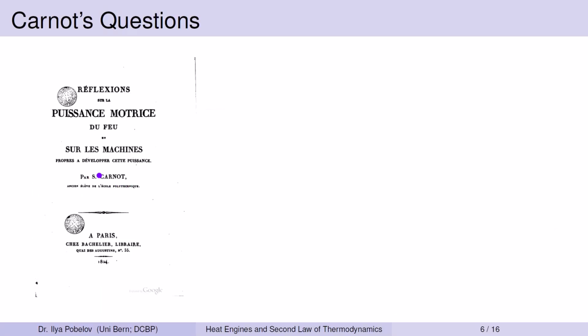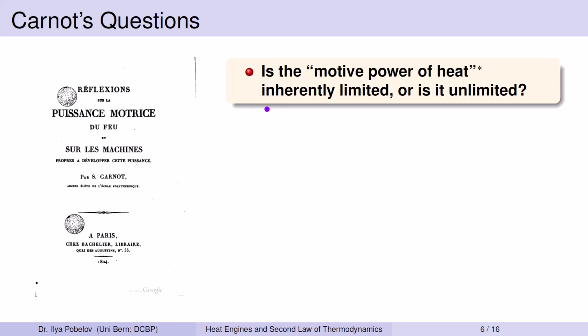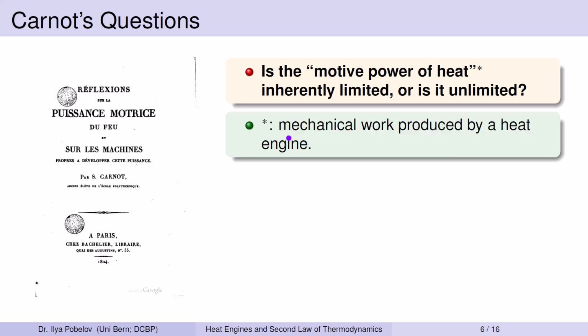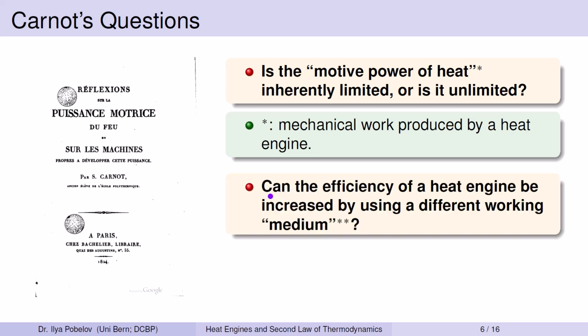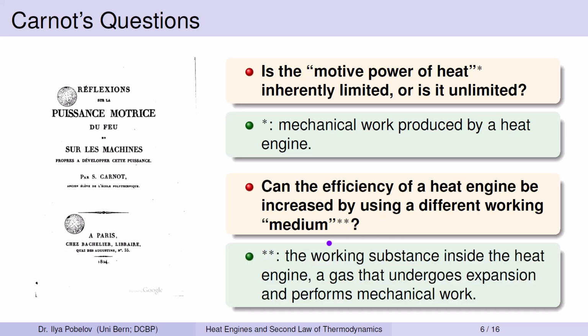Carnot's analysis began with two fundamental questions. Is the motive power of heat, la puissance motrice du feu, or in other words, mechanical work produced by a heat engine, inherently limited or is it unlimited? The second question that he posed can be formulated in modern terms as: can the efficiency of a heat engine be increased by using a different working medium? By medium, Carnot referred to the working substance inside the heat engine, a gas that undergoes expansion and performs mechanical work.